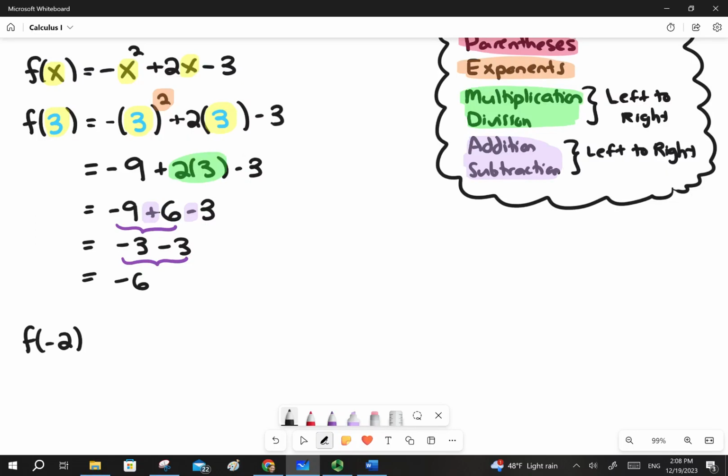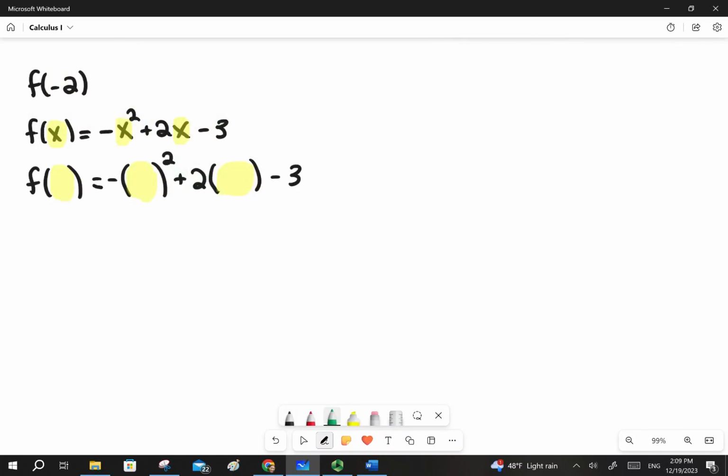Now we need to repeat the same process to evaluate f of negative 2. We need to be even more careful since we are plugging in a negative number. Going back to our formula with just empty parentheses for each x, this time we put a negative 2 in each blank. So f of negative 2 is equal to negative 2 squared plus 2 times negative 2 minus 3.